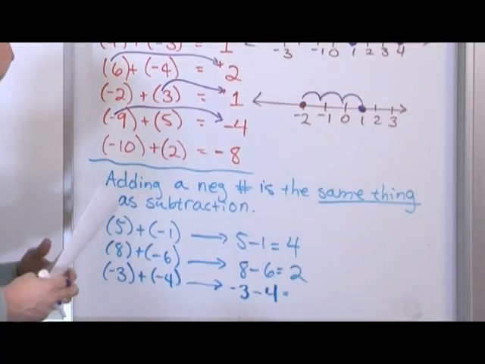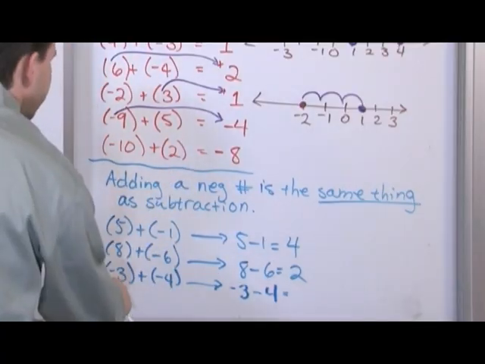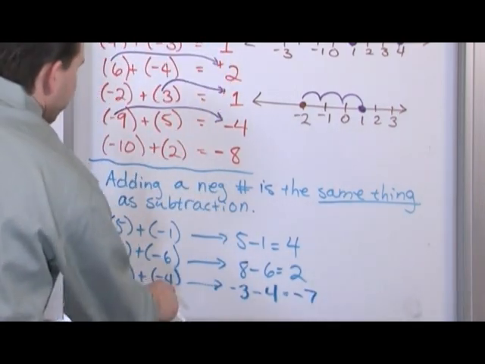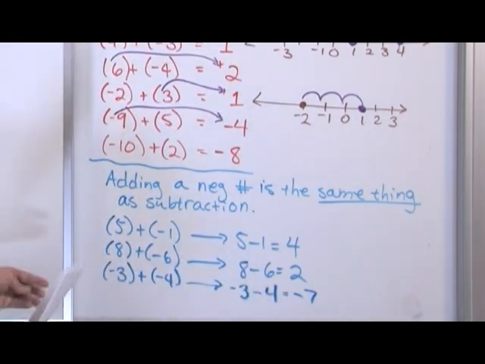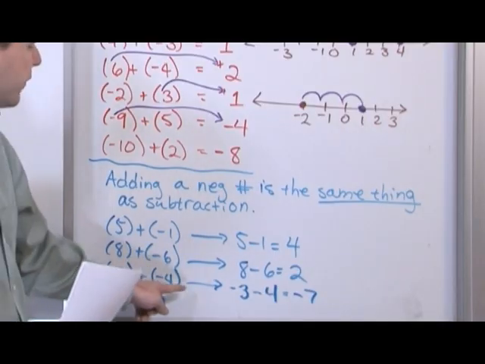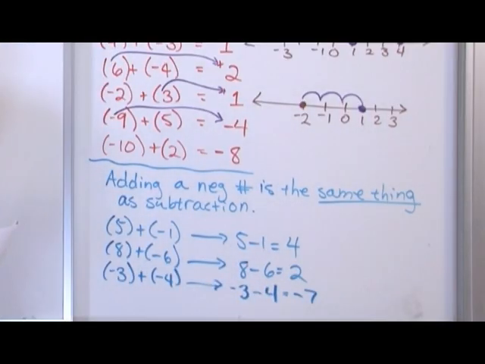Negative plus negative always gave us a negative answer, and we just added the absolute values. So we had negative 7. 3 plus 4 is 7. Negative comes because it's negative plus negative. I already owed somebody something. I borrowed 4 more things, so of course I'm going to have it like that.